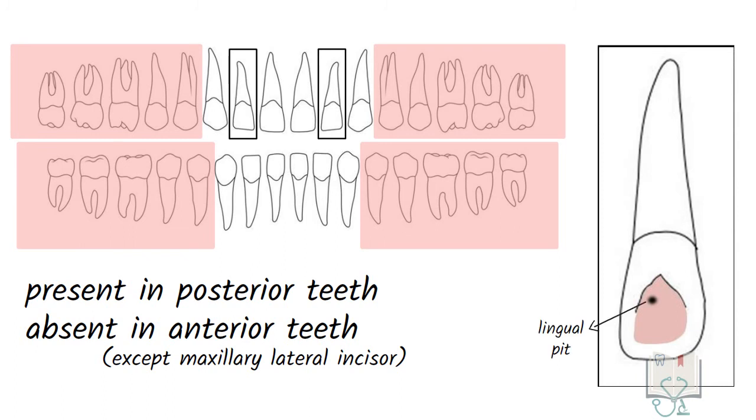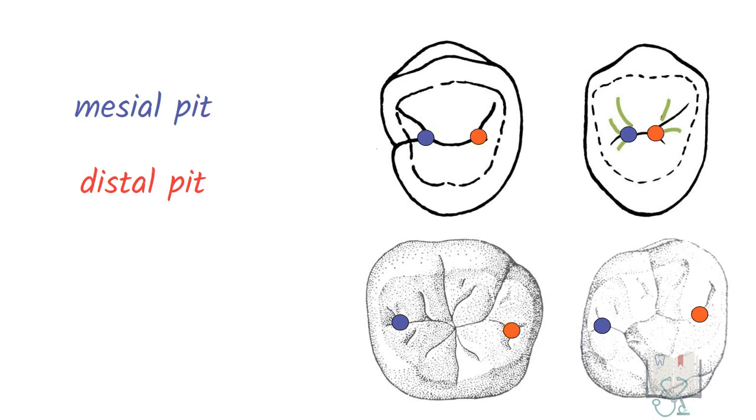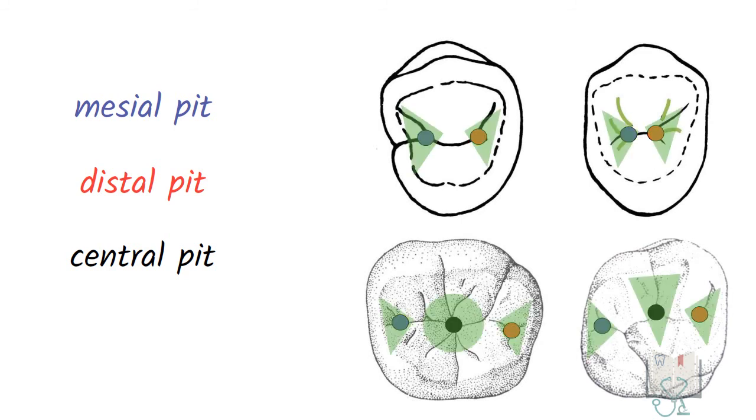They are named according to their location. Like all premolars and molars, have a mesial pit and a distal pit. And all molars have a central pit. All pits on the occlusal surface are present in a fossa.